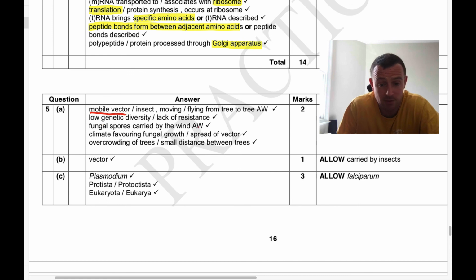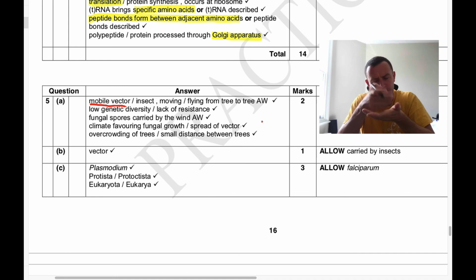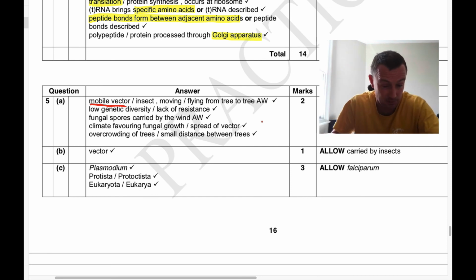Fungal spores can be carried by the wind. You might have said the climate favoured the fungal growth because it was suitable weather conditions, maybe, or suitable temperature conditions. Also, overcrowding of trees. They were planted close to each other. In fact, elm trees quite often used to be planted in these kind of rows, and they were actually produced, I think, from cuttings. So they were all genetically exactly the same, clones of trees in rows that facilitated the spread.